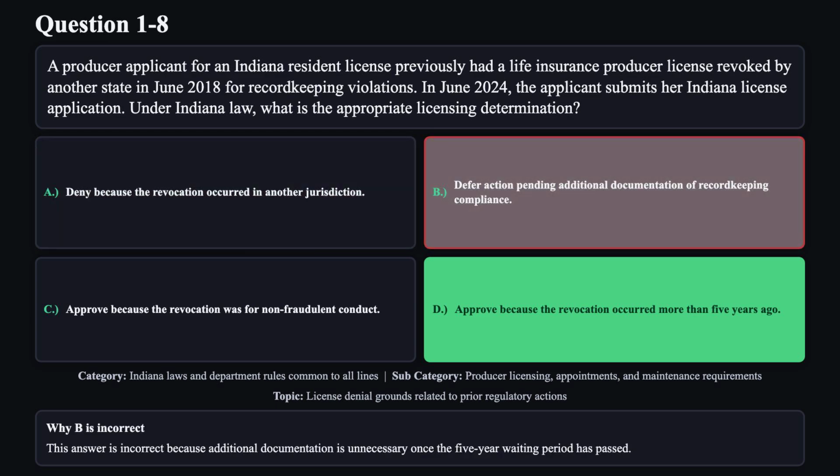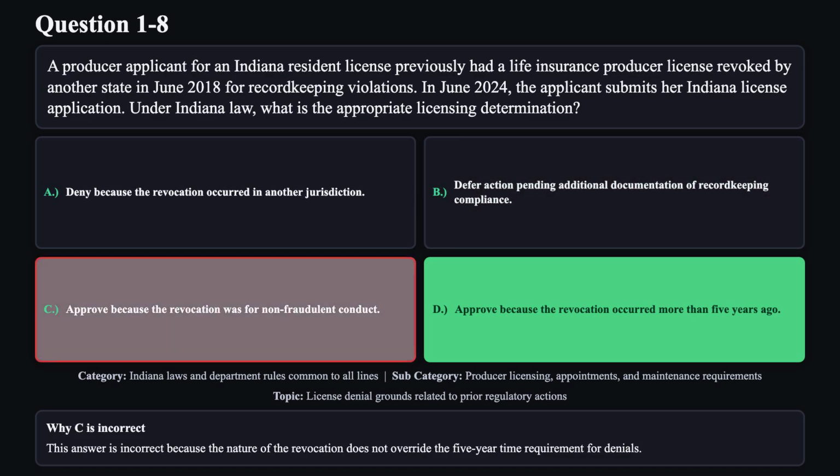Reason B is not correct. This answer is incorrect because additional documentation is unnecessary once the 5-year waiting period has passed. Reason C is not correct. This answer is incorrect because the nature of the revocation does not override the 5-year time requirement for denials.